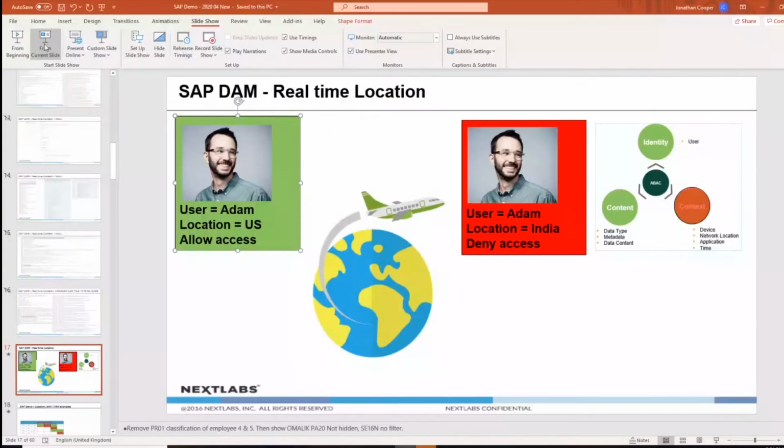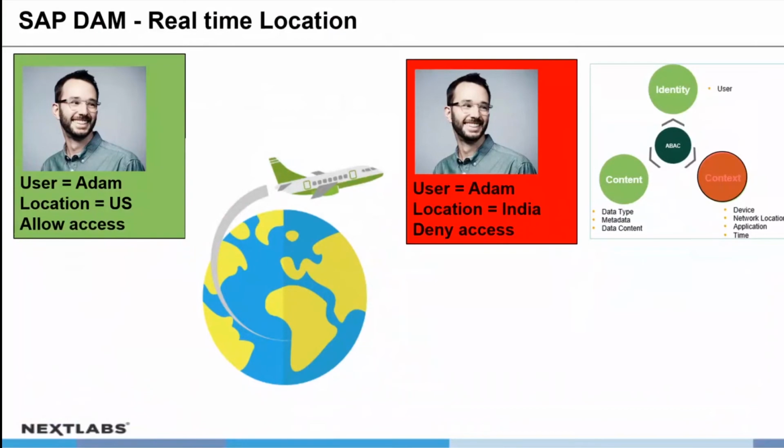So I'd now like to show you how we can use a person's location to look at the context of the data. In this example, Adam can access the classified material, SP01, when he's in the US. When he moves outside the US, he will be denied access due to a NextLabs policy. Okay, I'll show you this in the demo now.